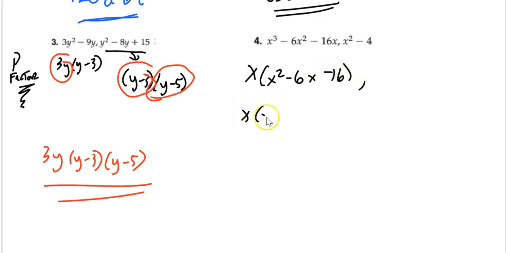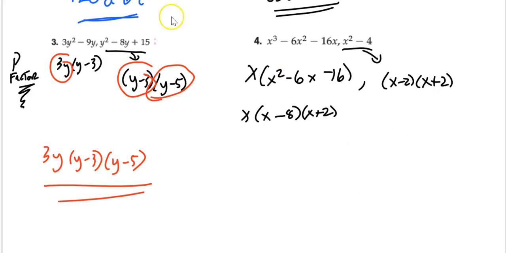Remember the trick I've been talking about? If it's 8 and 2, the middle one's negative, so that means it's the bigger number. 8 has to be negative. Whatever the middle one is, that's the sign of the bigger number. 8 plus 2. They're different signs. This, difference of two squares. x minus 2, x plus 2.